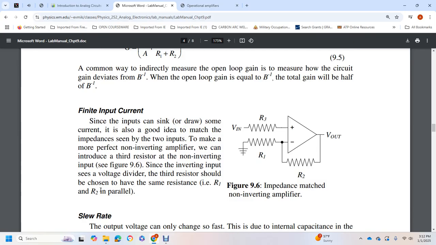Finite input current. Since the inputs can sink or draw current, it is a good idea to match the impedance seen by the two inputs. To make a more perfect non-inverting amplifier, we can introduce a third resistor at the non-inverting input, which must be the voltage divider's third resistor, chosen to have the same resistance as resistor 1 and resistor 2 in parallel, as in figure 9. So the voltage in goes through resistor 2, coming out as voltage out, with the negative input running to resistors 1 and 2, and resistor 1 and 2 are in parallel.